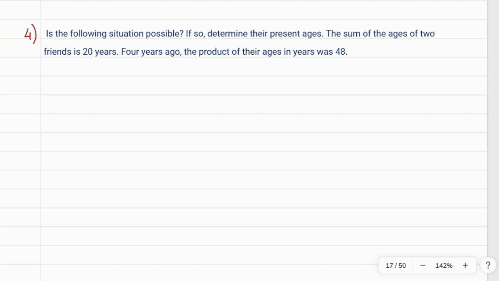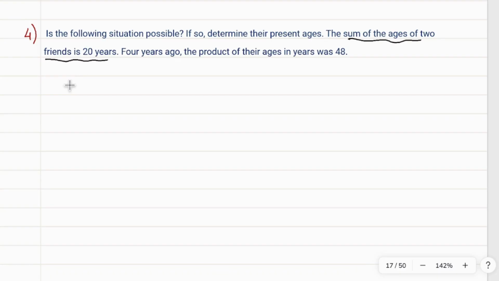Now let's do question number 4. Is the following situation possible? If to determine the present ages, the sum of the ages of the two friends is 20 years. 4 years ago, the product of their ages was 48 years. So how can we solve this one? They are telling that the sum of the ages of the two friends is 20 years. If the age of one friend is x years, it means the age of the other friend will be equal to what? 20 minus x years, right?